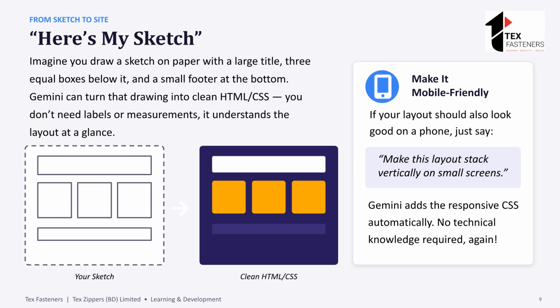Imagine drawing a simple layout on paper. You sketch a large title, 3 equal boxes underneath, and a small footer at the bottom. You can provide that sketch to Gemini. Gemini can interpret the overall layout and turn it into clean HTML and CSS. You don't necessarily need to provide technical labels or exact measurements. And if you want the layout to work well on mobile devices, simply tell Gemini, make this layout stack vertically on small screens. Gemini can then add responsive CSS to adjust the layout for smaller screens.